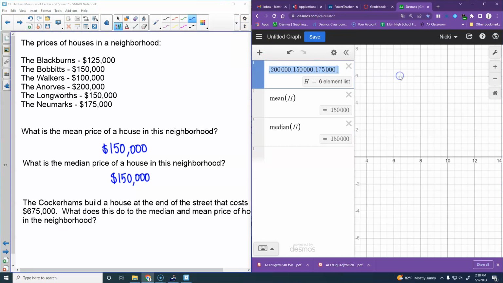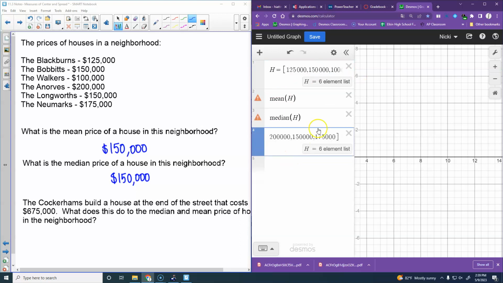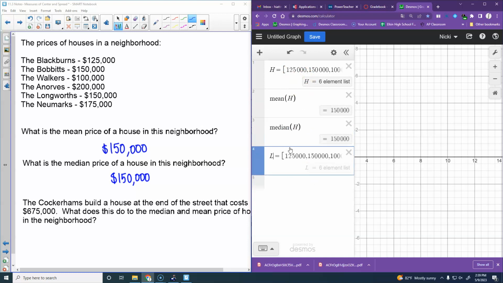So you can do this. You could just add the values there. I'm going to copy and paste, and I'm going to make this a new list. I'm just going to call it L. And I'm going to add 625,000 to my list. It is okay to just add it. The reason I like to do it this way is because I can see my old values, and then I can see what's happened to my new values at the same time. So I just copied and pasted this list, and now I'm adding 625.